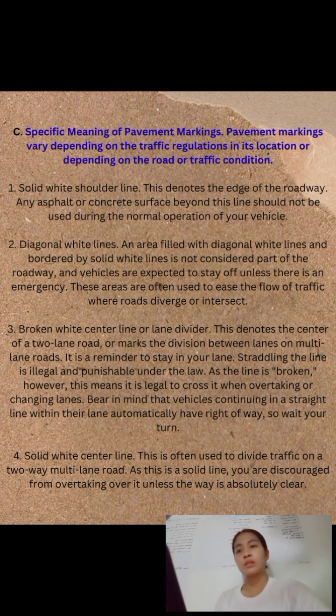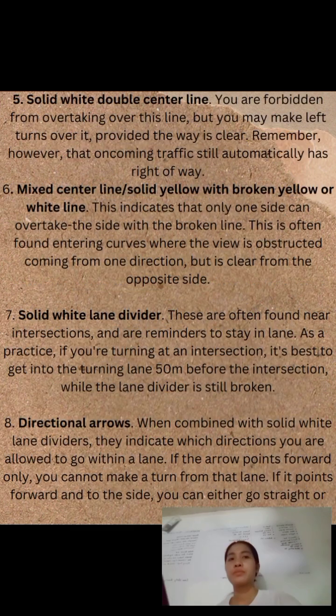Number 4 is the solid white center line. This is often used to divide traffic on a two-way multi-lane road. As this is a solid line, you are discouraged from overtaking over it unless the way is absolutely clear.